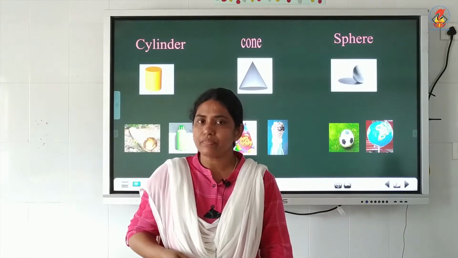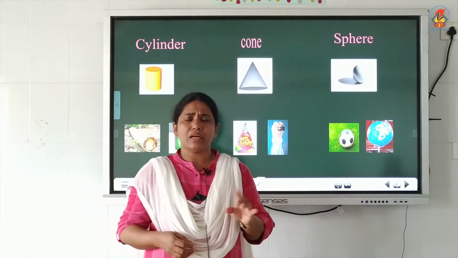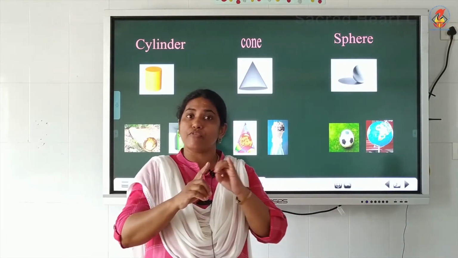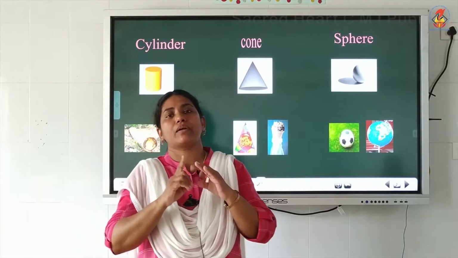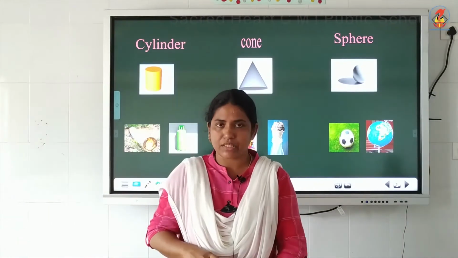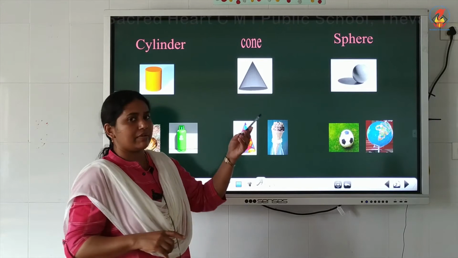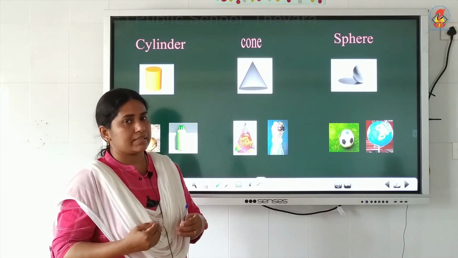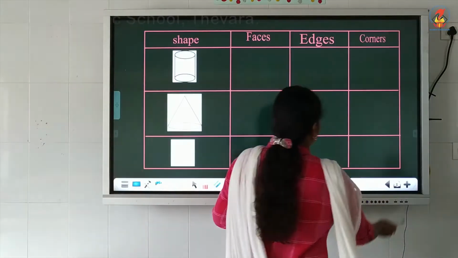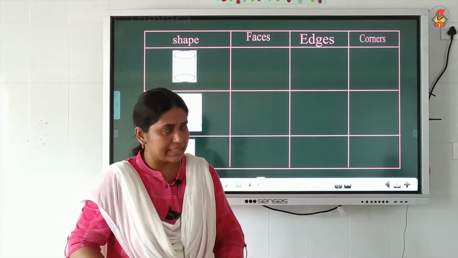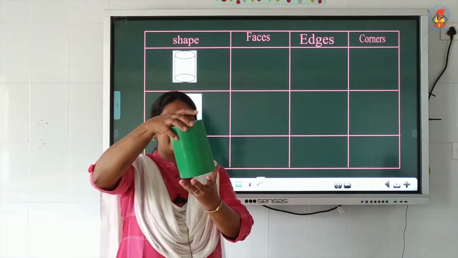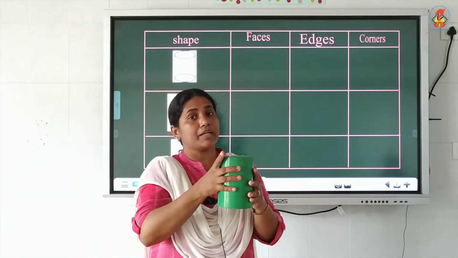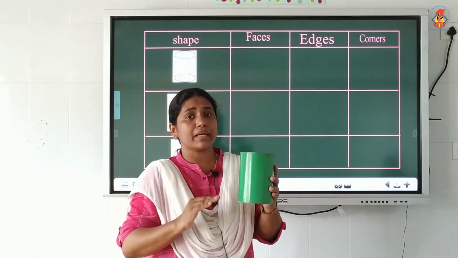Okay. Now children, in the last class also we discussed that each and every solid or three-dimensional shape has faces, edges and corners. Okay, so let's check each and every shape one by one. We will discuss how many faces, how many edges and how many corners there are. Now I will show you the models of these things. The first one is a cylinder. Can you see this cylinder? Now children, I told you in the last class what is meant by a face.